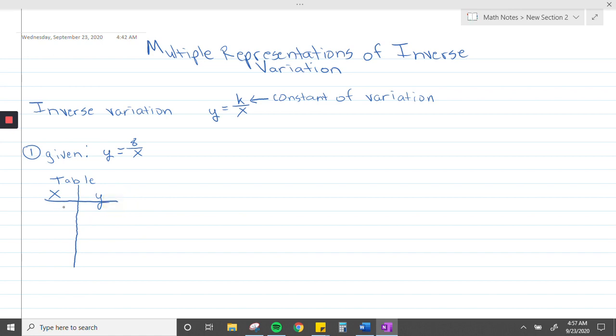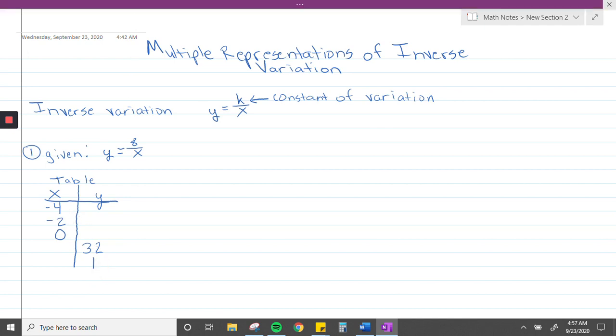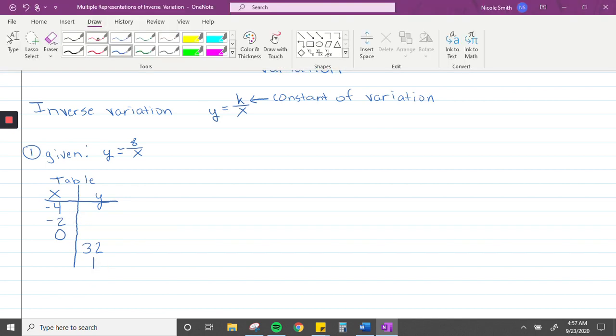And I'm going to give you a few numbers to fill in here. The x value is negative 4, the x value is negative 2, the x value is 0, and then on the right, what if the y value is 32, and what if the y value is 1? Let's figure out what else goes in this table together.